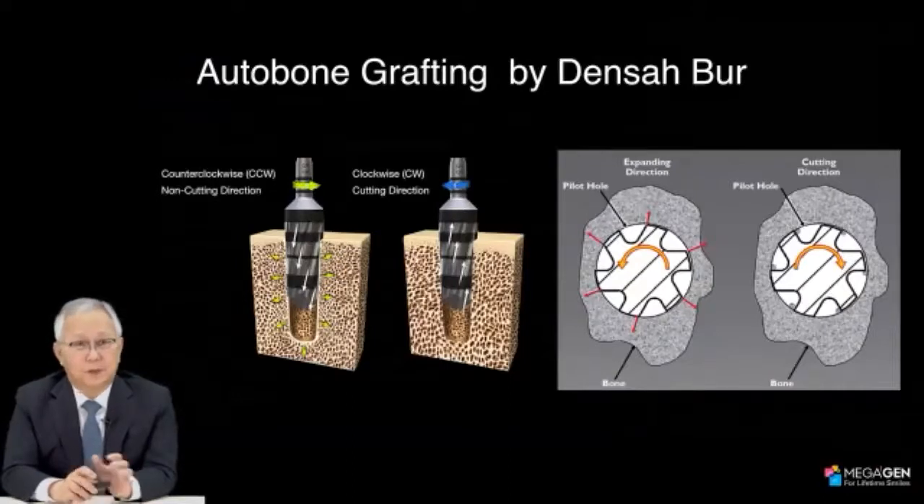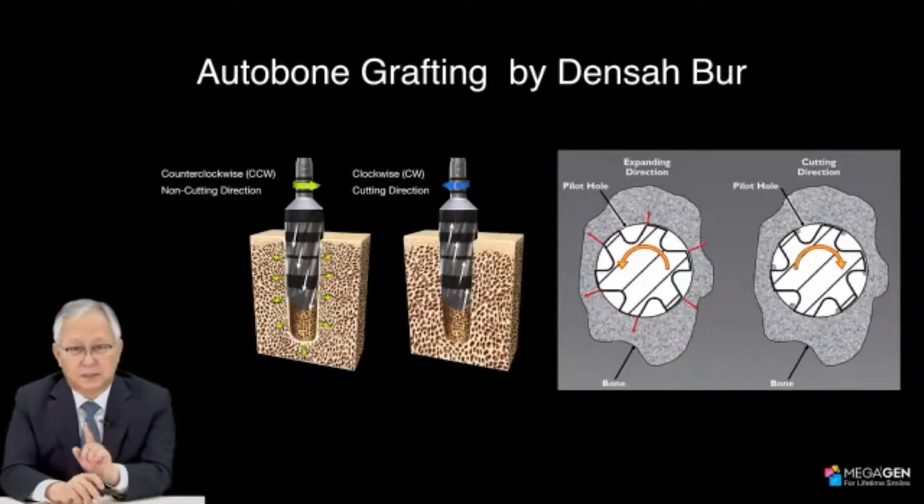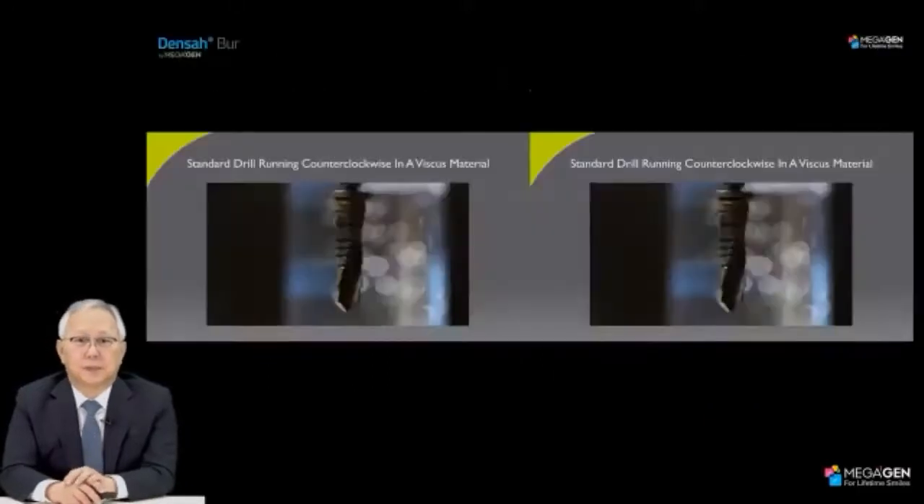Auto-bone grafting. Whenever you use the Densah Bur counterclockwise, then the bone is densified, and when you finish the drill, the densified bone comes back toward the implant surface. So we call this spring back effect. So immediately when you place implants, the implants can have a much wider bone implant contact. This is another key point with the Densah Bur.